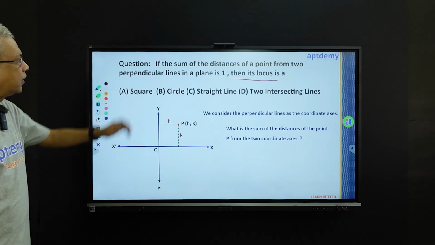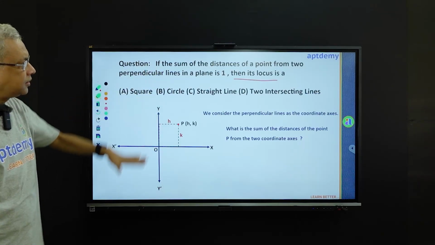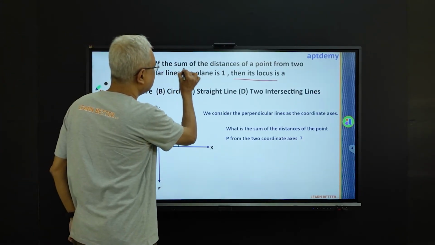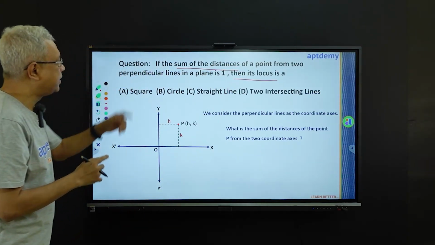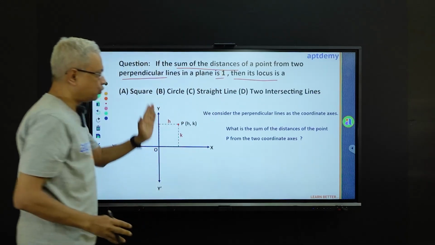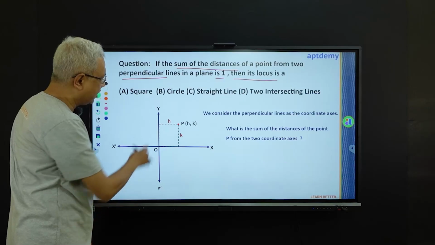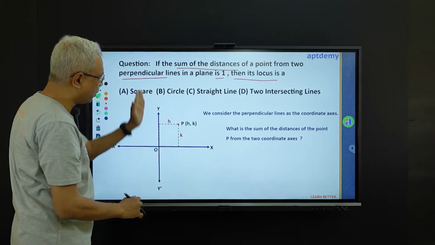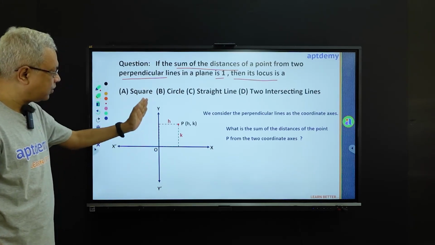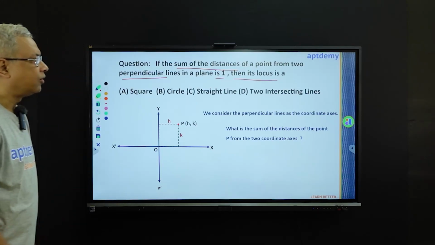Now, first of all, they are saying that a point is moving in a plane in such a manner that the sum of the distances of the point from two perpendicular lines is unity. So first of all, let us consider two perpendicular lines, and let us call them coordinate axes. So two perpendicular lines, we assign them as x-axis and y-axis.